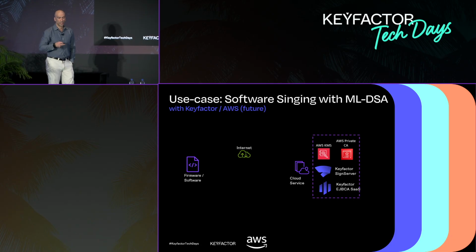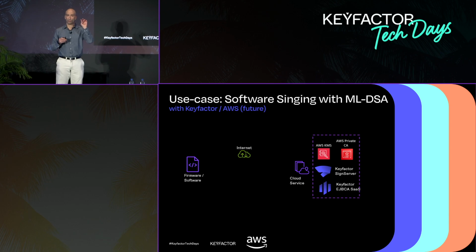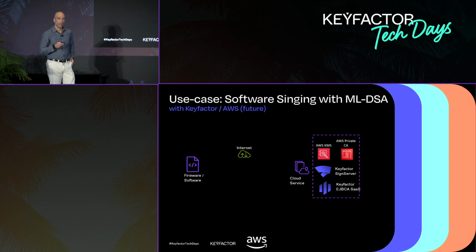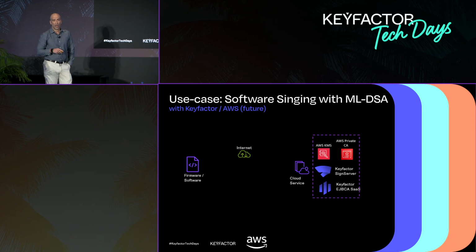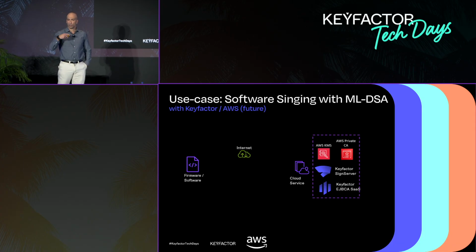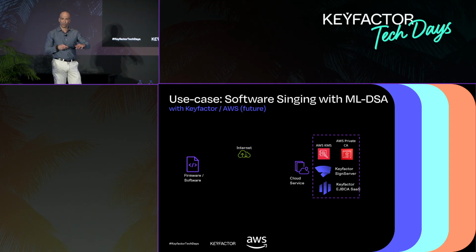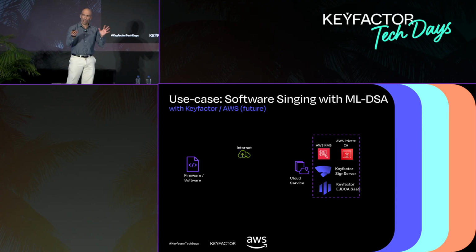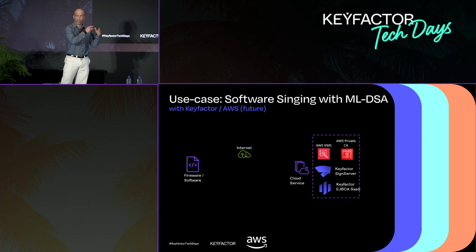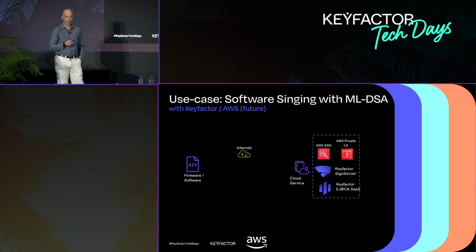So this is a typical use case where you have some piece of software, some document, or some firmware, and you want to sign it. On the other side, you have AWS KMS that can sign. It also integrates with Keyfactor SignServer, and you also have some sort of PKI in order to provide the certificates for the verifier to verify the software signature.